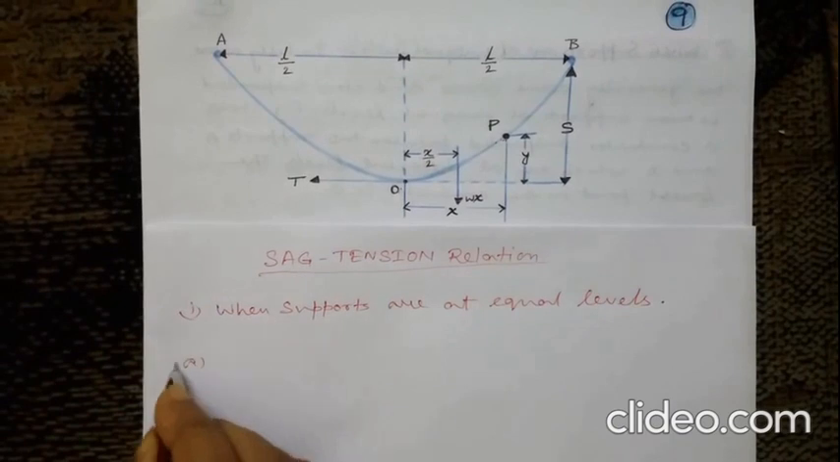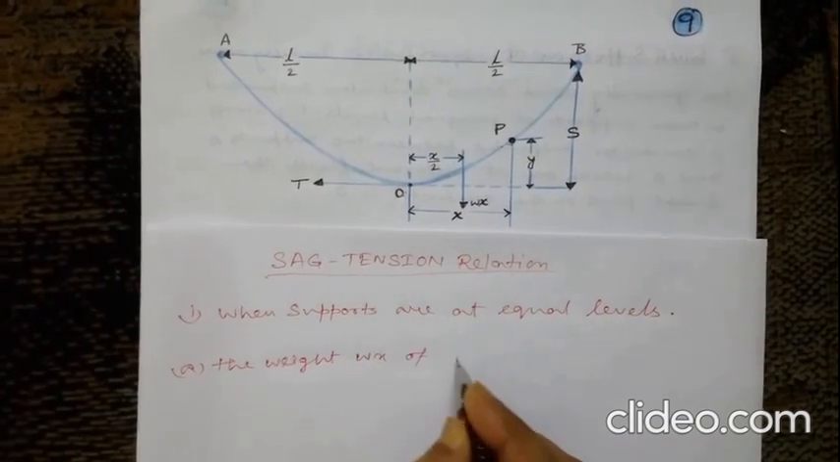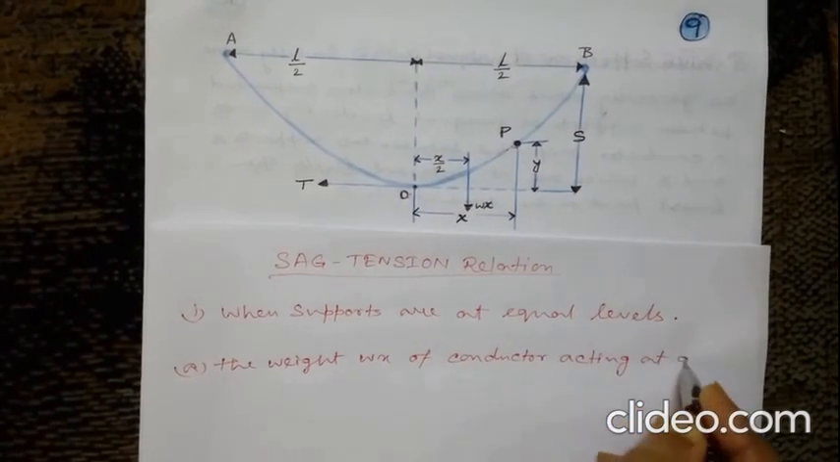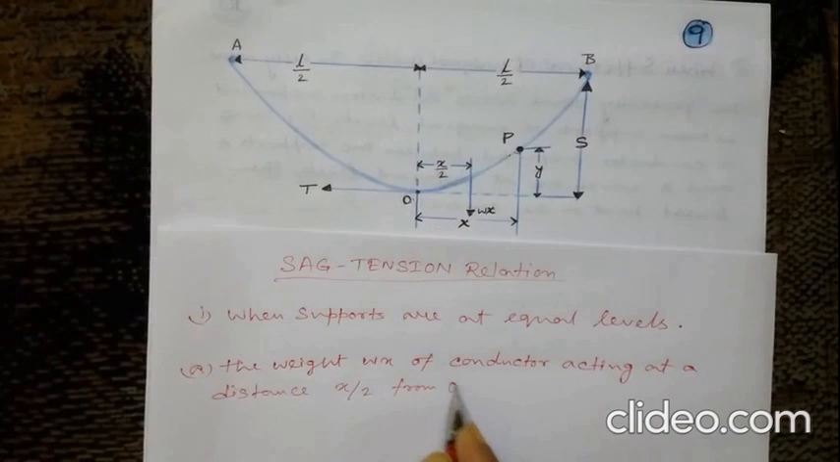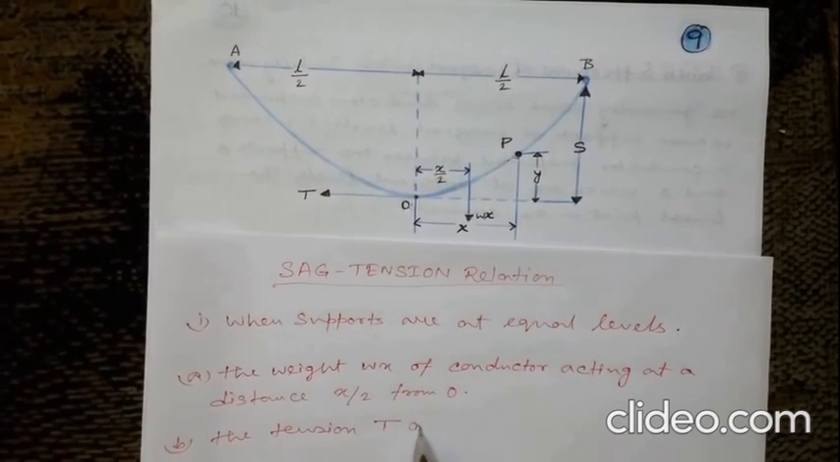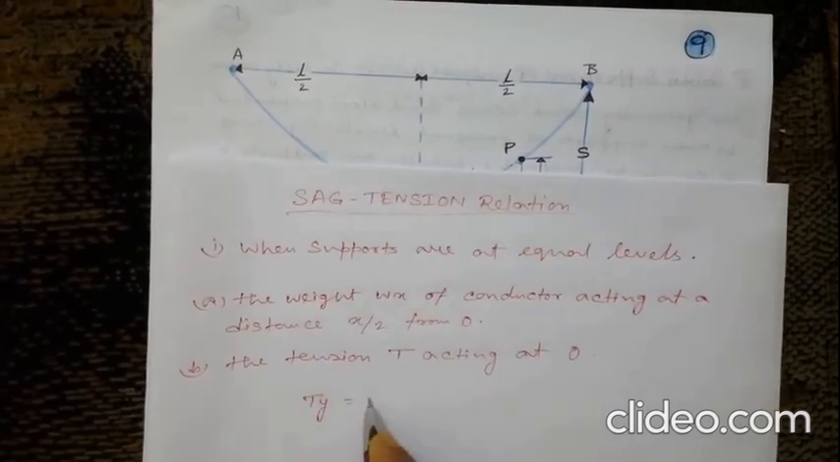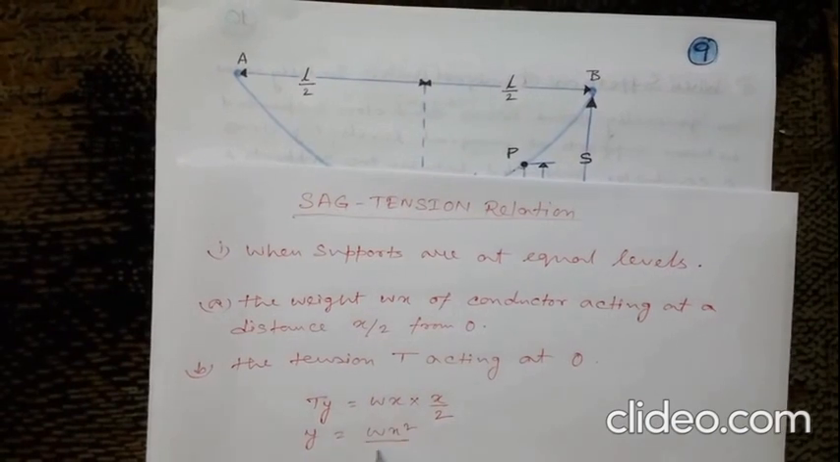So you can write the first one, the weight wx of conductor acting at a distance x/2 from O, and the second one, the tension T acting at O. Now equating the moments of the above two forces about point O, we get Ty equal to wx into x/2. So you can write y equal to wx² by 2T.